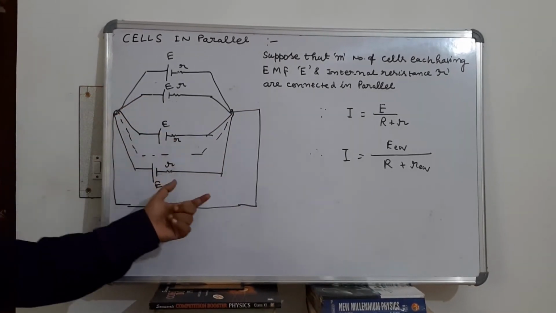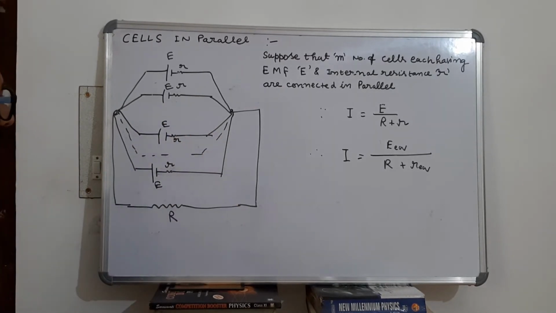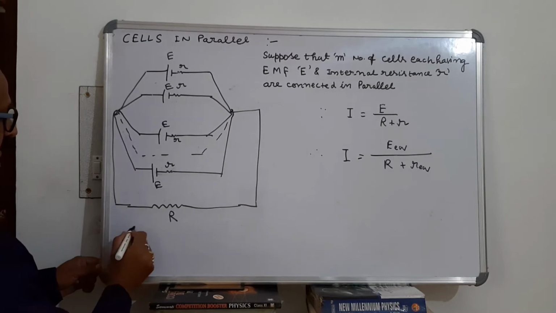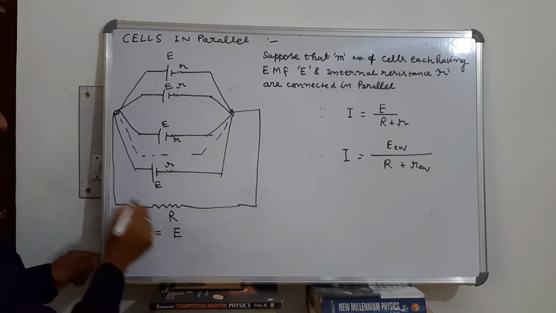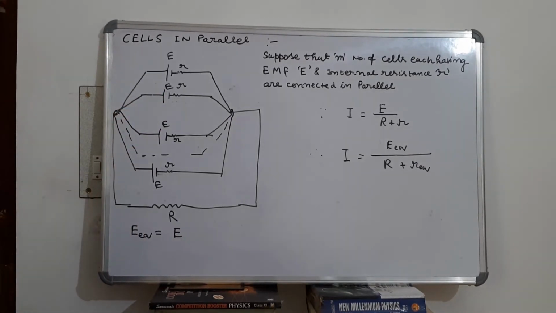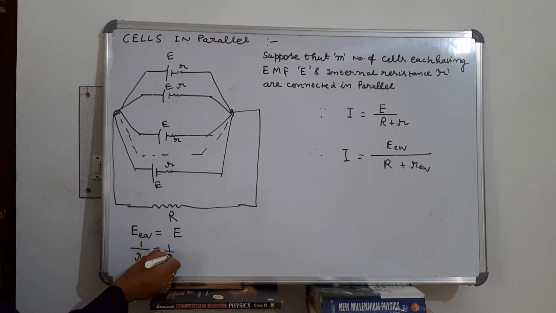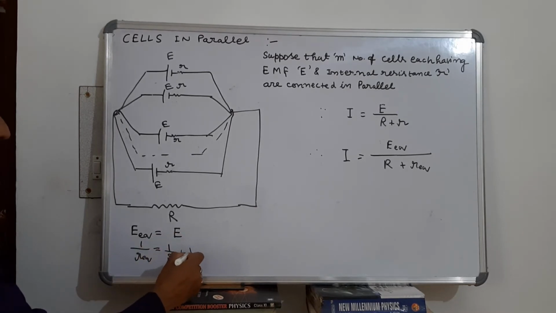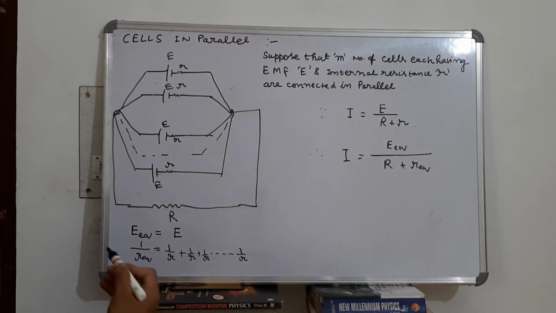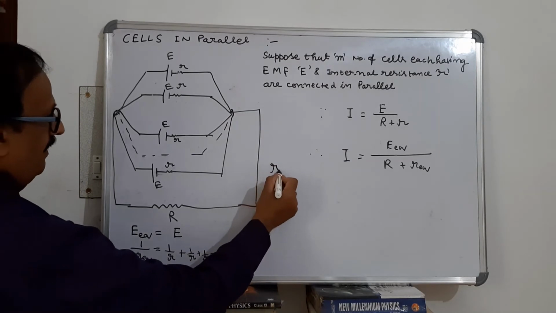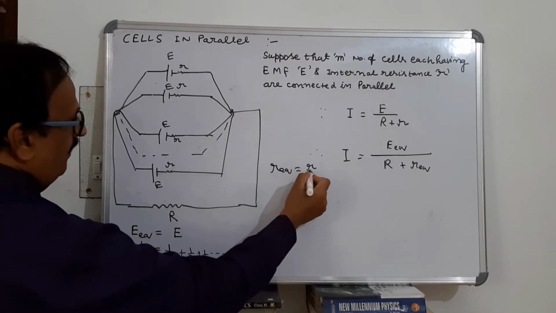Since all the components are connected in parallel, their potential difference across each is same. Therefore E equivalent is equal to E only. Now all internal resistances are in parallel. Therefore 1 upon r equivalent is equal to 1 upon r plus 1 upon r plus 1 upon r up to n terms. Therefore r equivalent is equal to r by n.